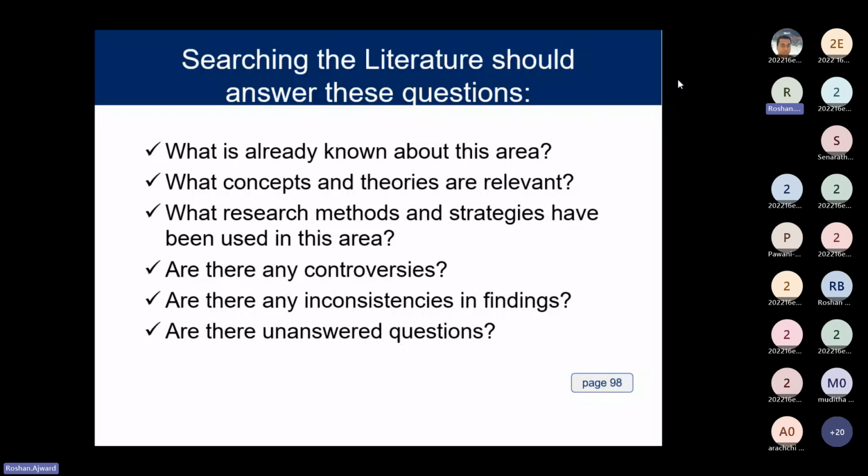So as we understood, searching literature should answer these questions. What kind of questions will looking at what others have done answer? What is already known about the area? What concepts and theories are relevant? What research methods and strategies have been used? Are there any controversies? Are there any inconsistent findings? Are there unanswered questions? By doing a literature review, you'll be able to answer these questions to a certain extent. So to see what has been done and what has not been done, you can get these answers. You can see these things by performing a proper literature review.